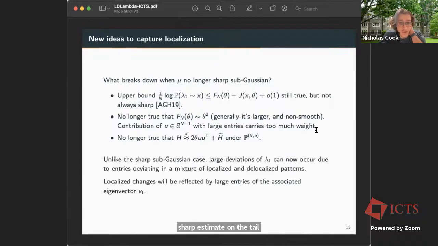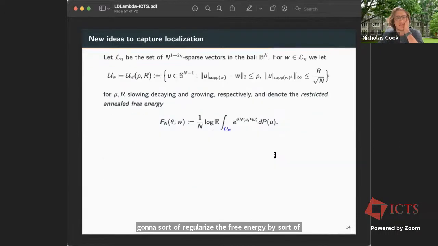Okay, I'll skip this last point. So the key is, now that the large deviations are actually going to occur due to a mixture of localized and delocalized strategies, our idea is that these localized changes are going to be reflected by the associated eigenvector having some large entries. And so we're going to regularize the free energy by first fixing those large entries of the largest eigenvector.